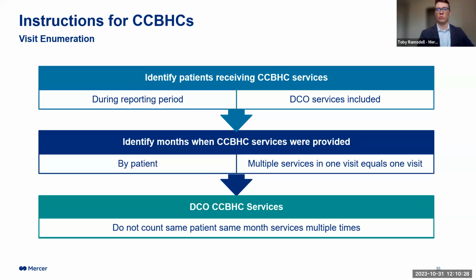Then what you should do when you're enumerating these visits is identify months when CCBHC services were provided. So these are by patient, by month. Reminder that multiple visits in 1 month will count as 1 visit per patient.